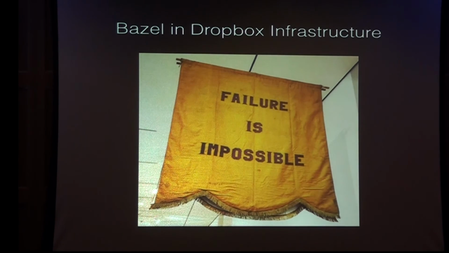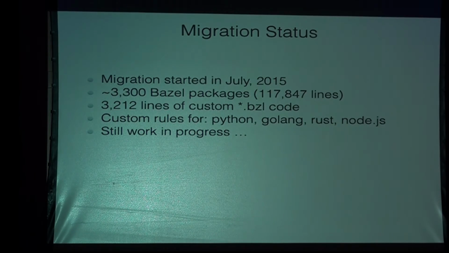So this is the second part of the talk: how we started using Bazel, what the status of the migration is, and how it went. The migration started around July 2015, pretty early after it was open sourced. Currently we have around 3,000 Bazel packages that total over 100,000 lines of Skylark code. That's a lot. And we have around 3,000 lines of custom Bazel rules. This is actually surprisingly small, so we didn't really have to write that much custom logic to build our services inside our repository.